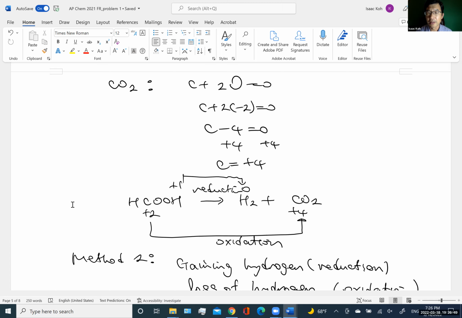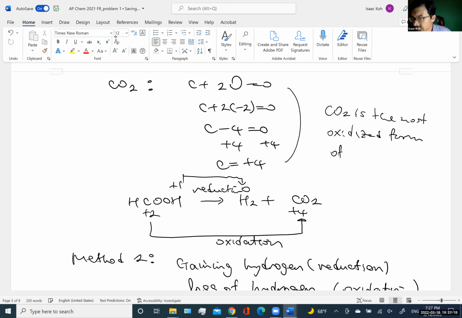And remember, in many combustion reactions, many of the reactions, it produces carbon dioxide as a final product. And carbon dioxide is the most oxidized form. Let me write it here. CO2 is the most oxidized form of carbon.